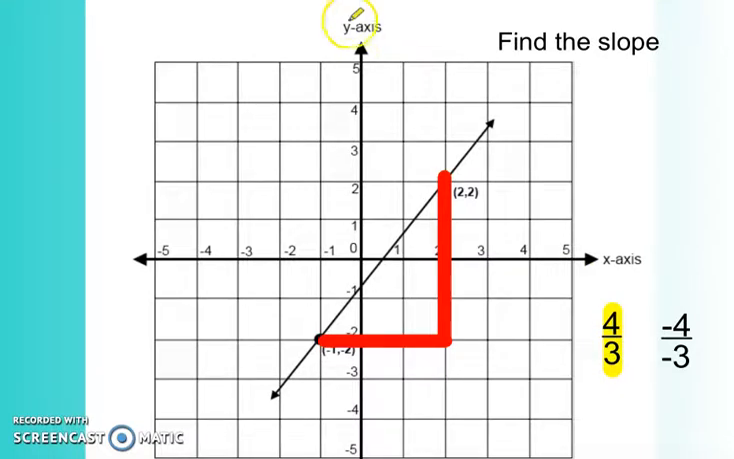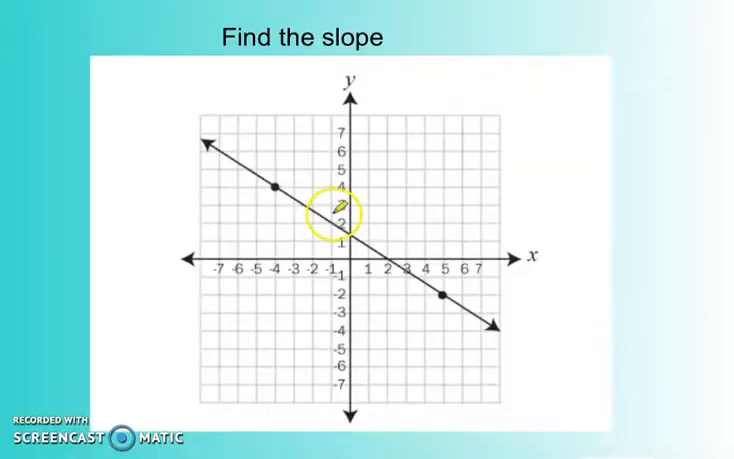Now let's test this out. Let's look at the ordered pairs. Did that work? If I look at the y's, 2 minus a negative 2, do we get positive 4? Yes. And look at the x's, 2 minus a negative 1. Is 2 minus a negative 1 a positive 3? Yes, it is. So it worked. Our slope is 4/3.